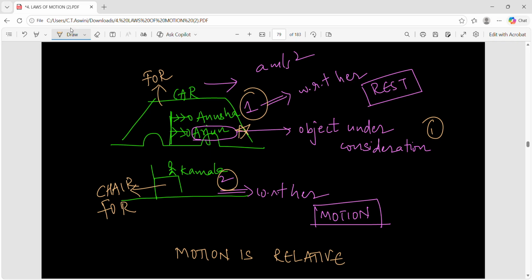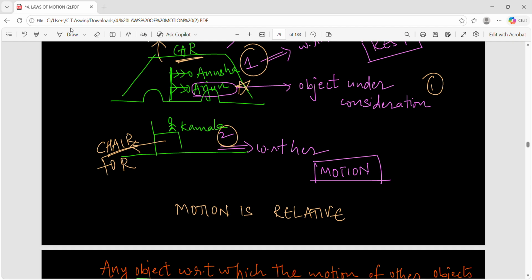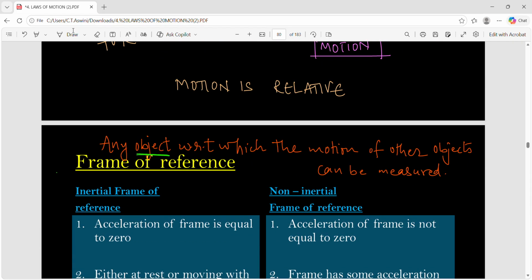Anusha is making her observation being inside the car, and Kamala is making her observation sitting on the chair. Now, what are this car and chair? These are the objects with respect to which the observers are making their observation. So this car and chair are now called what? Frame of reference. I hope you have understood the definition now. So, any object with respect to which the motion of other objects can be measured.